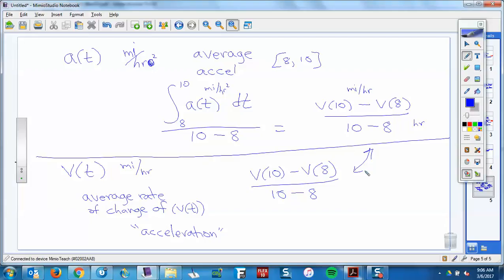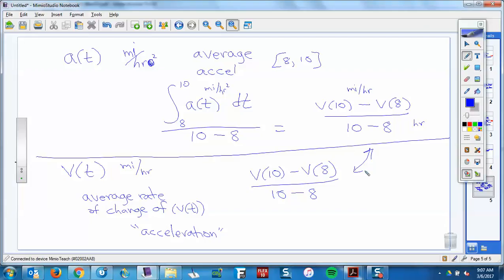It depends what function you're starting with, though. So if they had given you the acceleration function and said, find the average acceleration, then yes, you'd want to set up an integral. That'd be like the average value of acceleration. But if they give you velocity, the average acceleration is the rate of change of velocity. So they're asking for average rate of change. So they're asking for this.